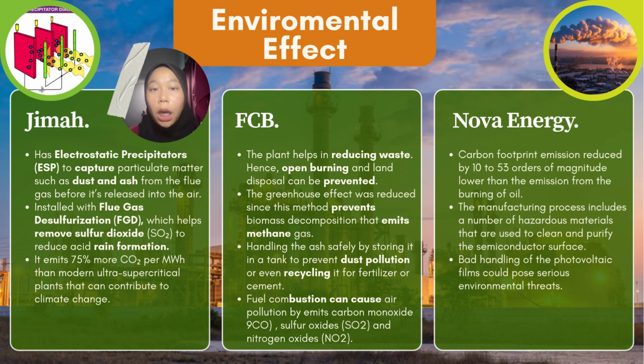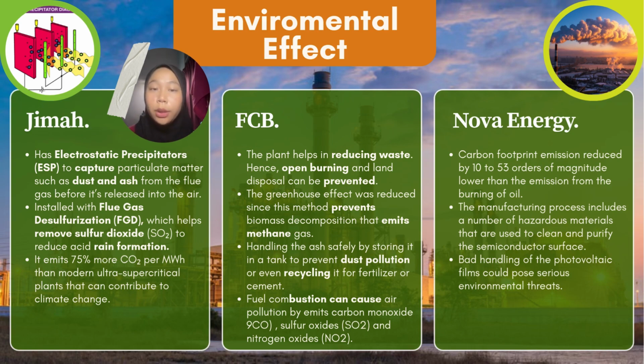And then our plant will help in reducing waste. Hence, open burning and land disposal can also be prevented. Another environmental effect is that the greenhouse effect is also reduced, since this method will prevent biomass decomposition that would emit methane gas. Our way is that we handle the ash safely by storing it in a tank so that we can prevent dust pollution, and even recycle it for cement or fertilizer. But our fuel combustion can cause air pollution by emitting carbon monoxide, sulfur oxides and nitrogen oxides into the air.